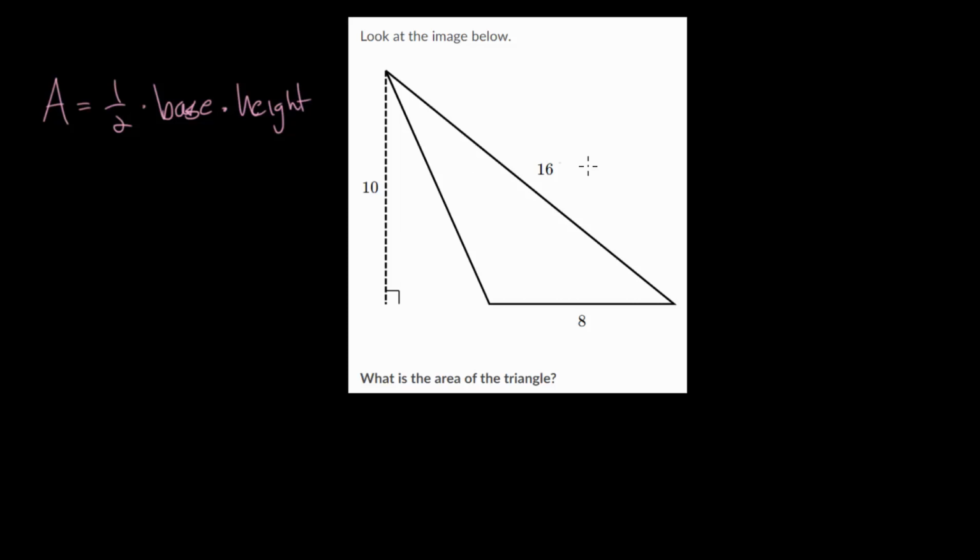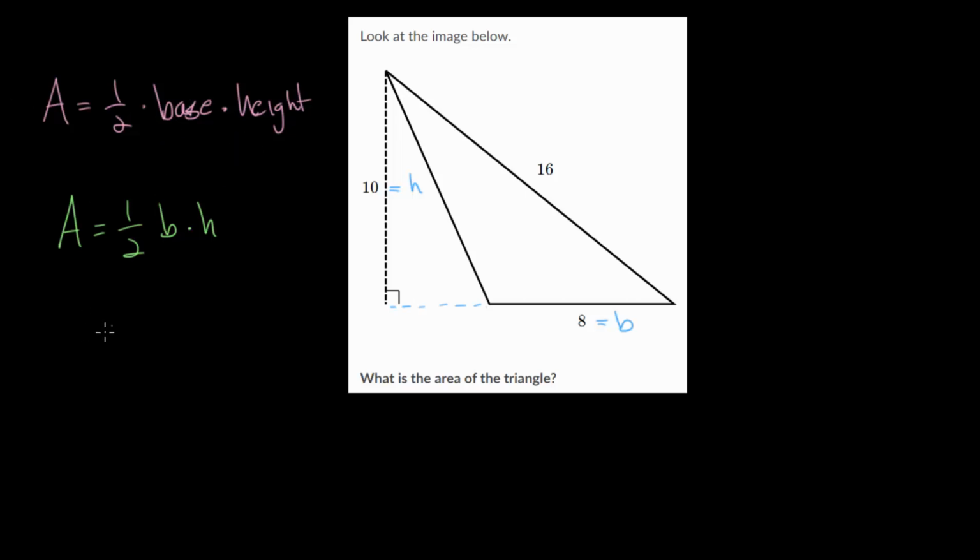So in this case, it looks like our height is 10. So this we can call h for height. And our base, the side length that is perpendicular to the height, that is 8. And we can call our base b. So really, if you want, you can say that our formula A for the area of the triangle is 1/2 b times h, where b is base and h is just the height.